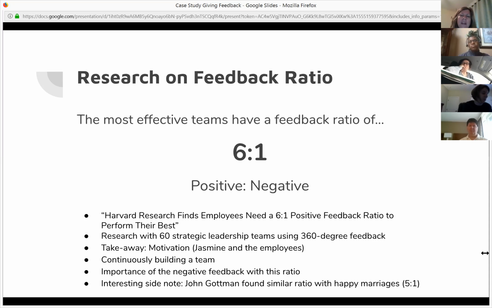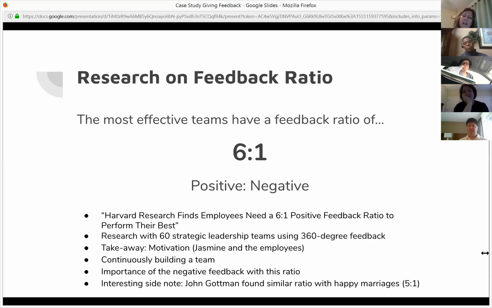I think that the takeaway is, when it's all said and done, what is the motivation for Jasmine and the employees, looking at how things are being done in the organization. Because the goal is to continuously build a team and looking at what are they doing well? Was that something that was asked, or was it what is not happening, or what don't you like? But what's being done that builds strength in that team. So the importance of the negative feedback with this ratio. In the article, it mentioned John Gottman, and I thought this was a neat kind of side note that he found a similar ratio with happy marriages.